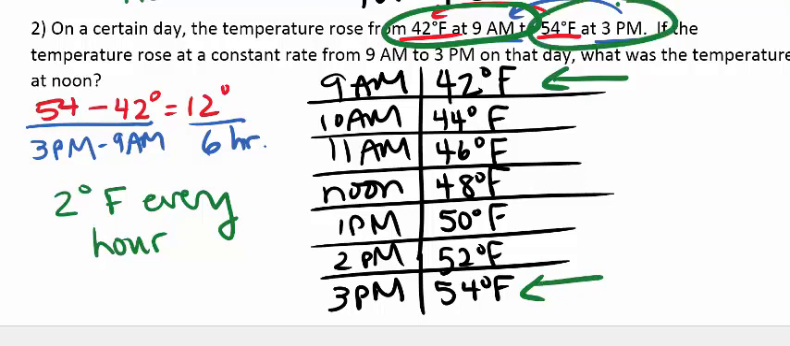So to find our answer, we want to know what the temperature was at noon. It was 48 degrees Fahrenheit at noon.